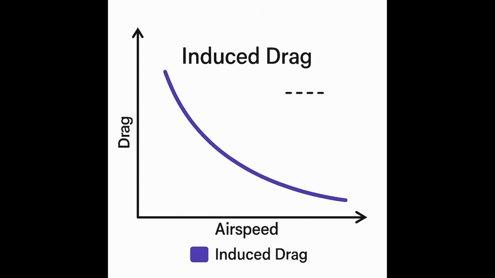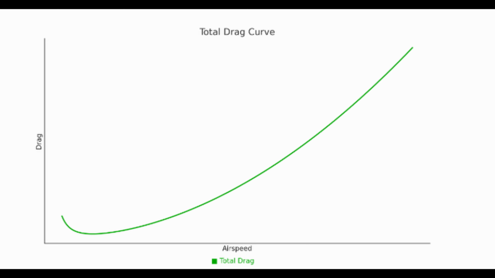Number 2. Induced drag. The drag created as a byproduct of lift caused by wingtip vortices and the backward tilt of the lift vector. It's highest at low speeds, for example, during takeoff, and decreases as speed increases. The relationship between these drag types creates the total drag curve.